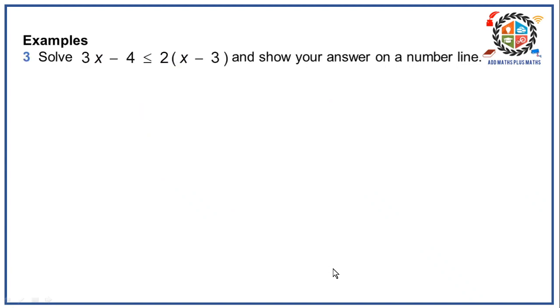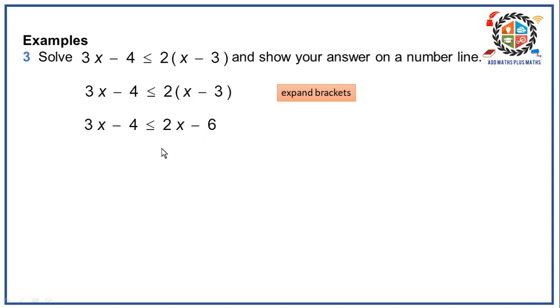Okay? Example number 3. Solve 3x minus 4 is less than or equal to 2 times the quantity of x minus 3 and show your answer on a number line. In order for me to solve this, I'm going to expand first this bracket. So 3x minus 4 is less than or equal to 2x minus 6. Why 2x minus 6? 2 times x is 2x. 2 times -3 is -6. Now, I want to remove this 2x and bring it to the left side. 3x minus 2x will become x. And then -6 will be left on the right.